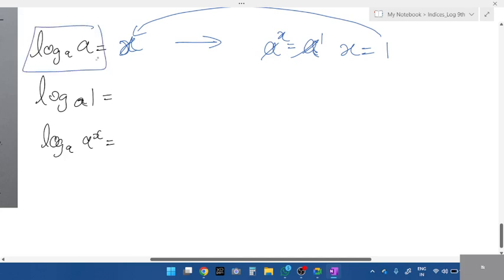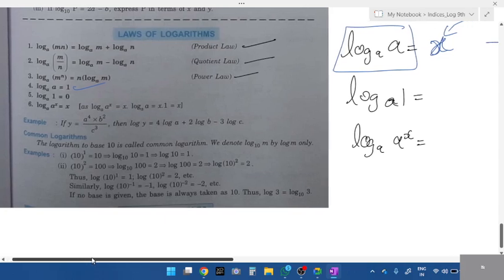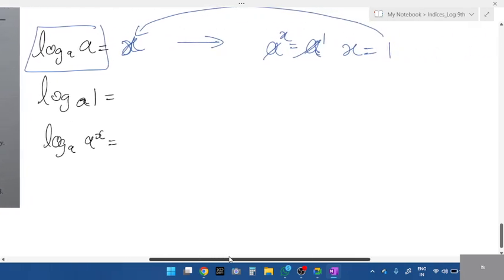Therefore, what is the answer for this? Is it correct? 1. Look at the fourth point. Is it 1? Okay, so you don't have to memorize anything.